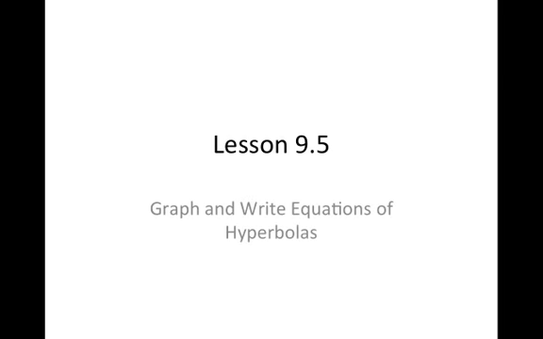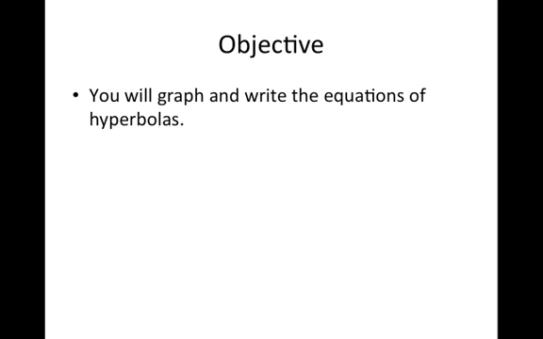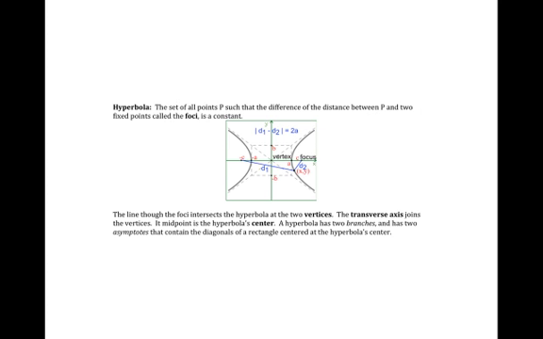Welcome to your Algebra 2 lesson 9.5. For today, you're going to learn how to graph and write the equations of hyperbolas. Now, we've seen hyperbolas before in terms of rational functions, but now we're going to consider them in terms of being conic sections. The set of all points P such that the difference, remember with ellipses it was the sum, for hyperbolas it's the difference of the distance between P and two fixed points called the foci is a constant.